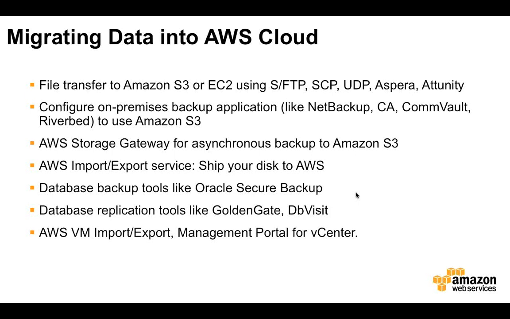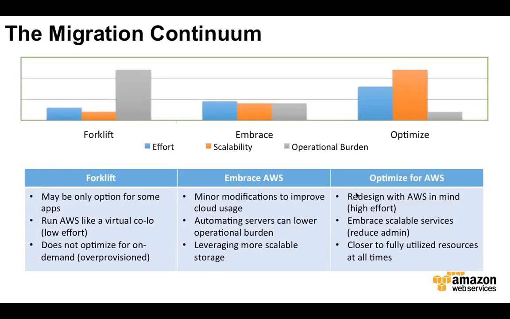If you're using VMware, AWS provides a management portal for vCenter, which actually integrates within vCenter, and through the console you can connect to your VMware environment and also connect to AWS, and from there just move your virtual machines into AWS. So there are several ways you can achieve this, and we talk about different strategies here.